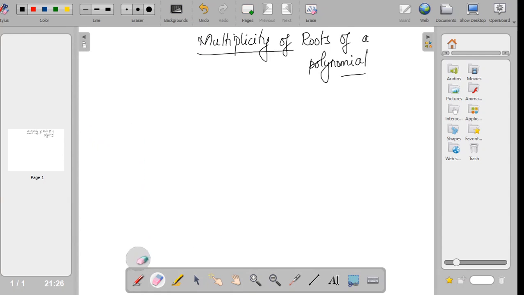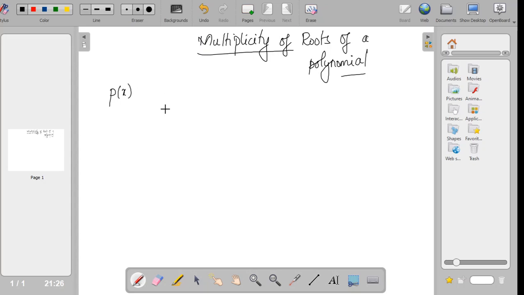Good morning all. So in today's class we will look at what is called the multiplicity of roots of a polynomial and geometrically how to represent a curve when you have a multiplicity involved. Okay, so first of all consider a polynomial p of x.